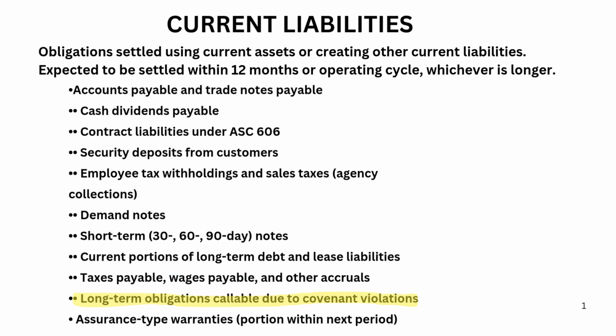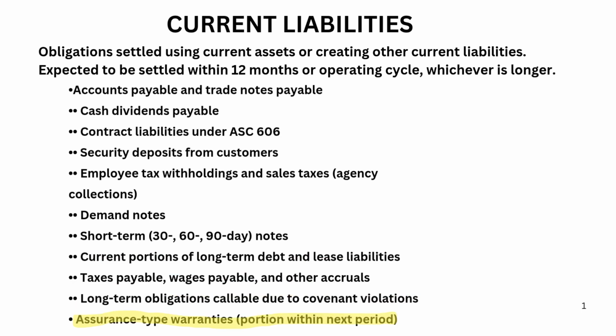10. Long-term obligations callable due to covenant violations. If the company breaks a loan rule, a covenant, the entire loan can become due immediately, making it a current liability. Example: if a company fails to maintain a required debt ratio, the lender may call the loan early.